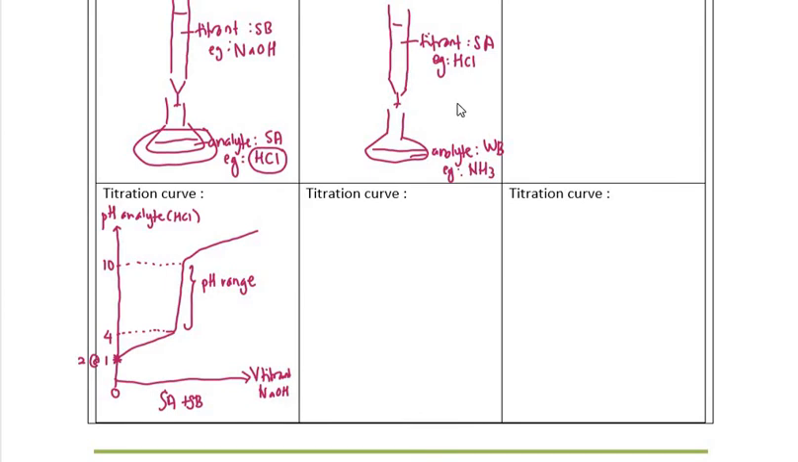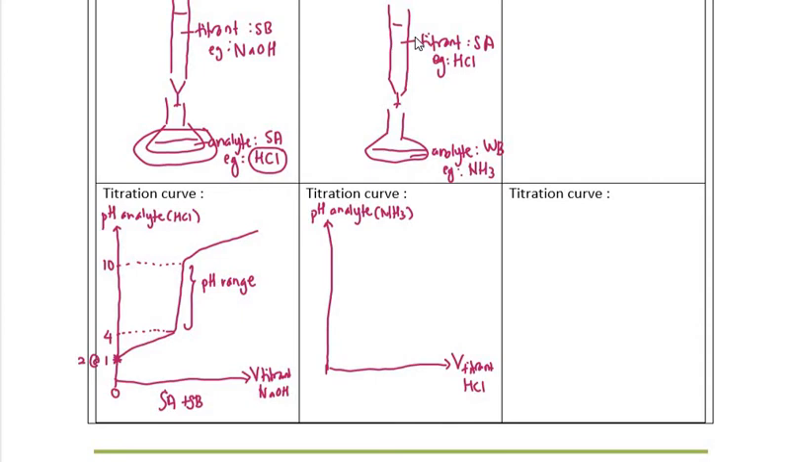From this apparatus, I can sketch the graph, the titration curve. As usual, the y-axis refers to the pH of the analyte, which is NH3, and your x-axis refers to the volume of titrant, which is HCl.